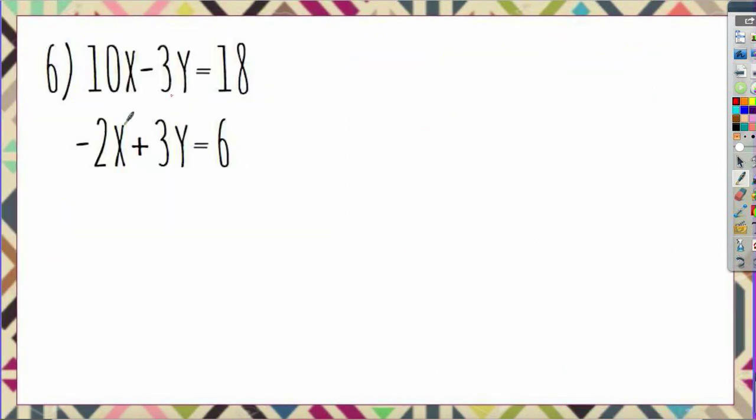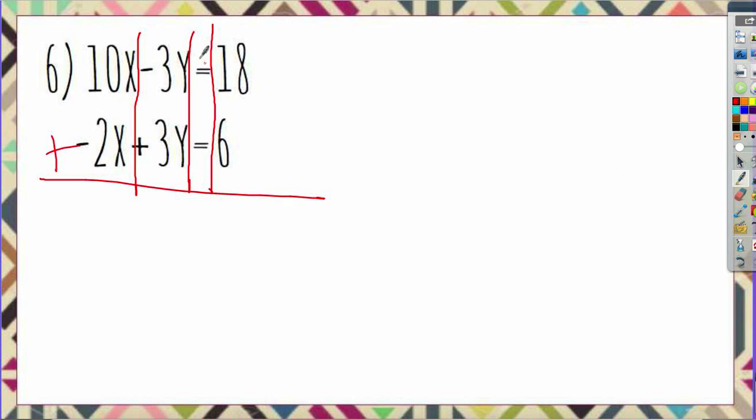Number 6 is very similar. X's are over x, y's over y's, constants over constants, no rearranging needed. The x's don't cancel, but when we notice that the negative 3 plus the positive 3 will cancel each other out already, we know there's no extra work needed. We can go ahead and start solving. 10 plus negative 2 is going to leave us with 8x. The y's are gone, so it would really be like plus 0y. I'm not going to write it because we don't need it. So equals 18 plus 6 is going to leave us with 24.